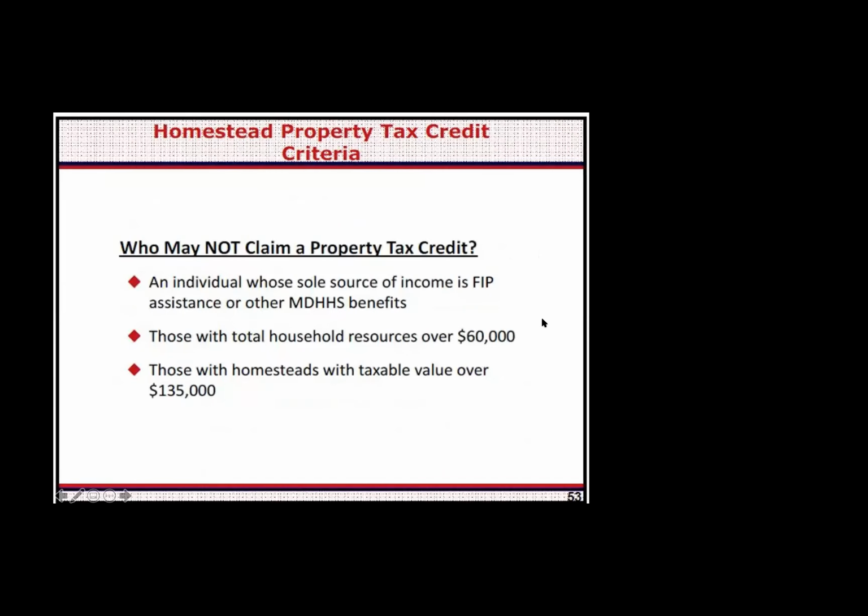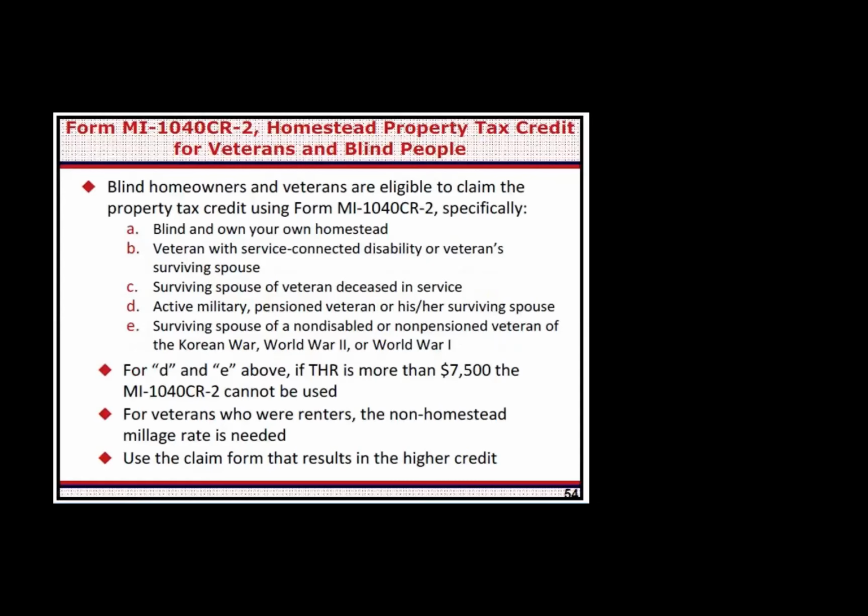Most of you have enough experience that you know this right off the top of your head. Any people who cannot claim the credit: if they're just on FIP assistance or other MDHS benefits, they are not qualified. Those with total household resources over $60,000, and then the taxable value over $135,000. Now, blinded veterans can use a different form. It's a CR2. I don't think we had any last year that used this. You're supposed to use the form and pick whether the CR1 or CR2 is better.